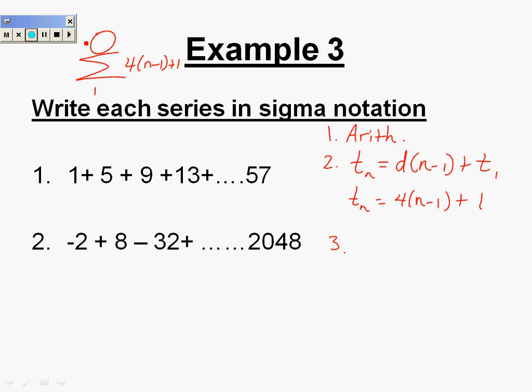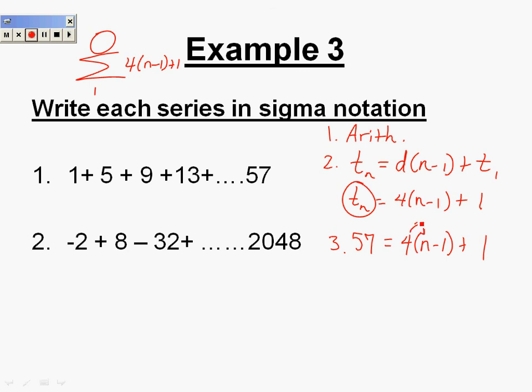I know my last term is 57, but my question is, what term is that? Is it the 20th term? Is it the 100th term? Well, let's figure it out. Here's how you do that. That's your final term, Tn. So what's my final term that I'm trying to find out? It's 57. And so I want to figure out what n is. What term is it? So we can just solve for n here.